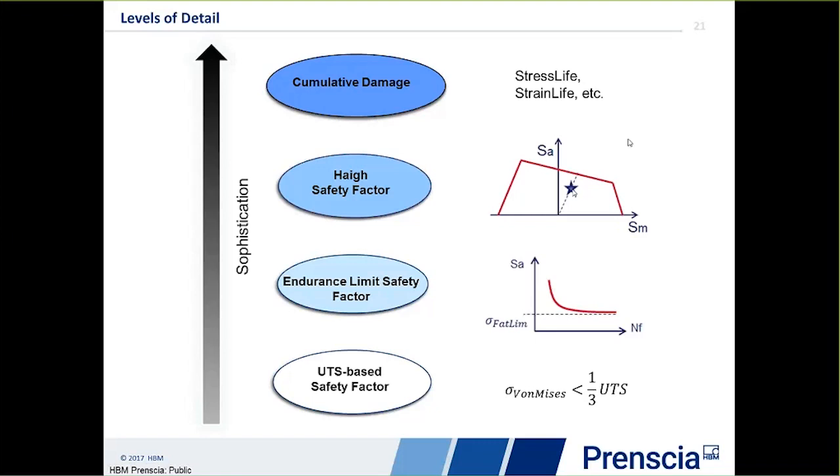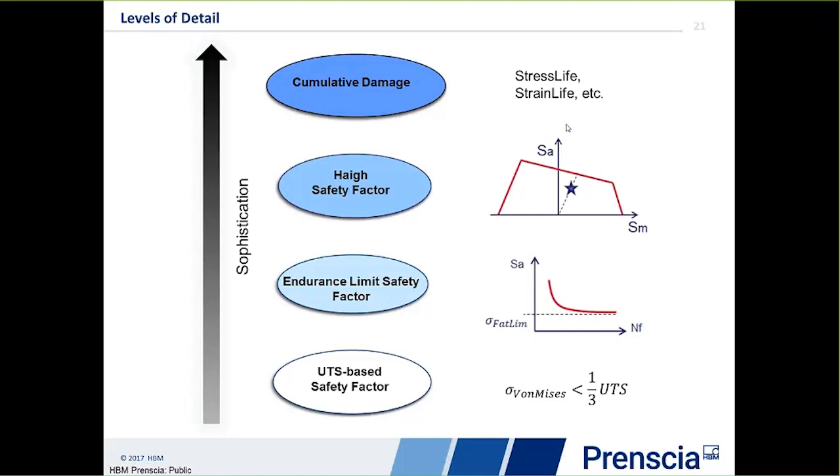Now, all of these are looking at either constant amplitude or the maximum cycle in your history. Another approach, and a much more sophisticated approach, is where we look at the actual load history applied to the part, and we calculate accumulated damage from that entire load history, and then we come back and get a factor of safety that would be a reduction or an increase on that applied load history to give us a target life.